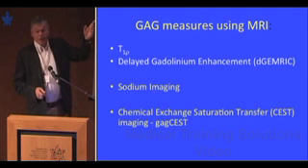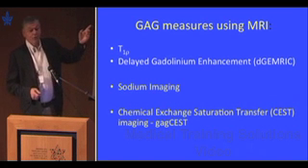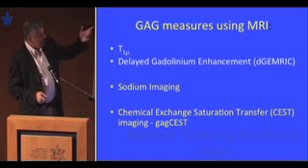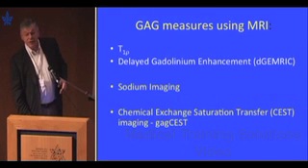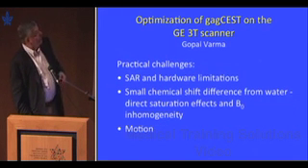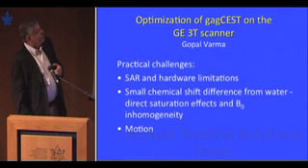signal should go down because it becomes less negatively charged and requires less sodium to balance the charge. Sodium imaging is a way that people have looked at it. We use it for validation purposes, and chemical exchange measuring GAG tests is what I'm going to focus the next few minutes on. So what are the practical challenges of doing this?